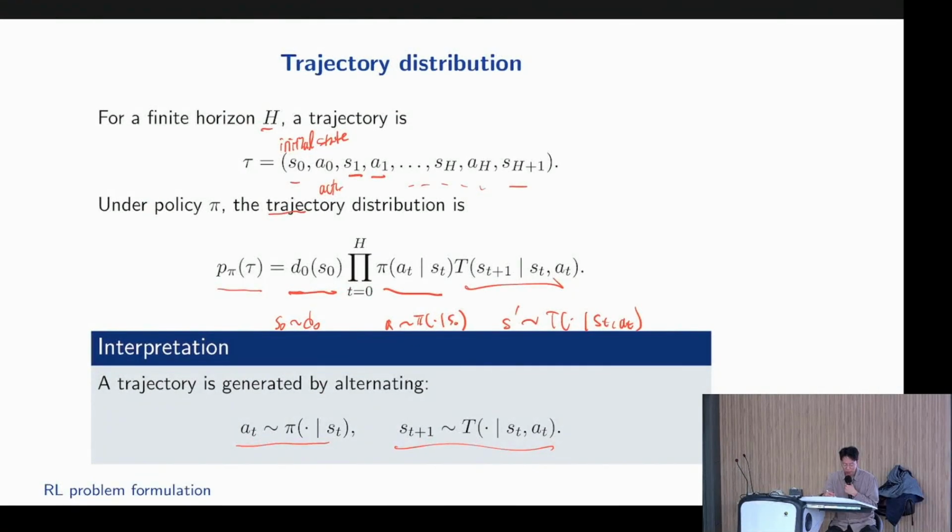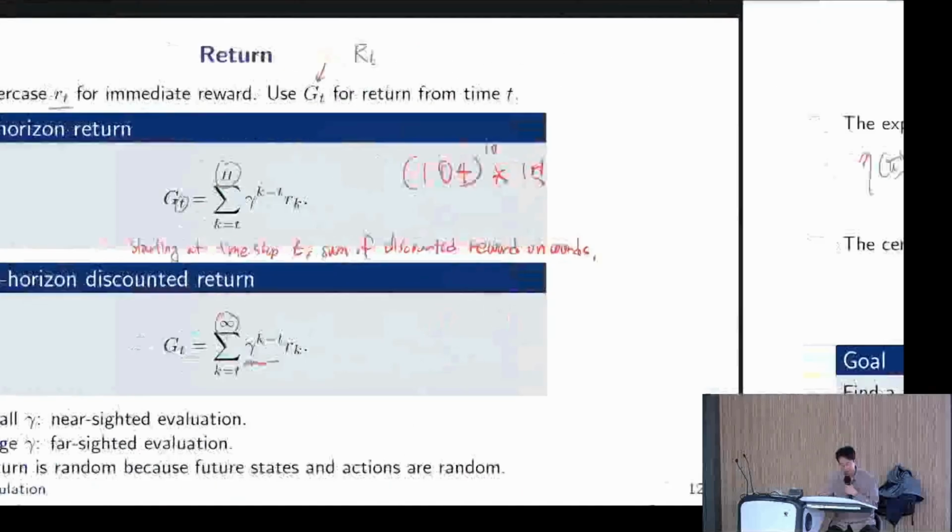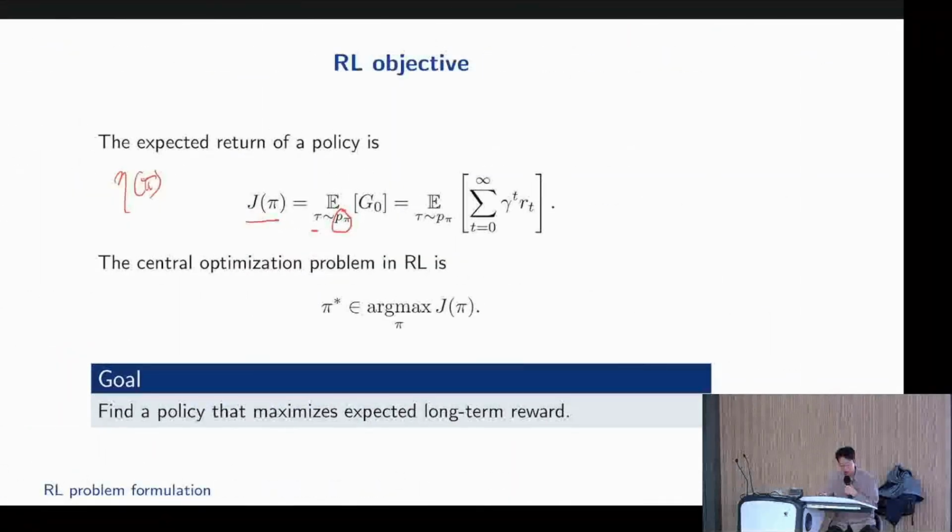You sample initial state from D0, action, sample next state, and onwards. Repeat. Okay, so expected return of a policy, that's what we want to optimize. So the central optimization problem in RL is search for this pi star, which maximizes the expected return of a policy. So the goal, once again, is to find the policy that maximizes the expected long-term reward.